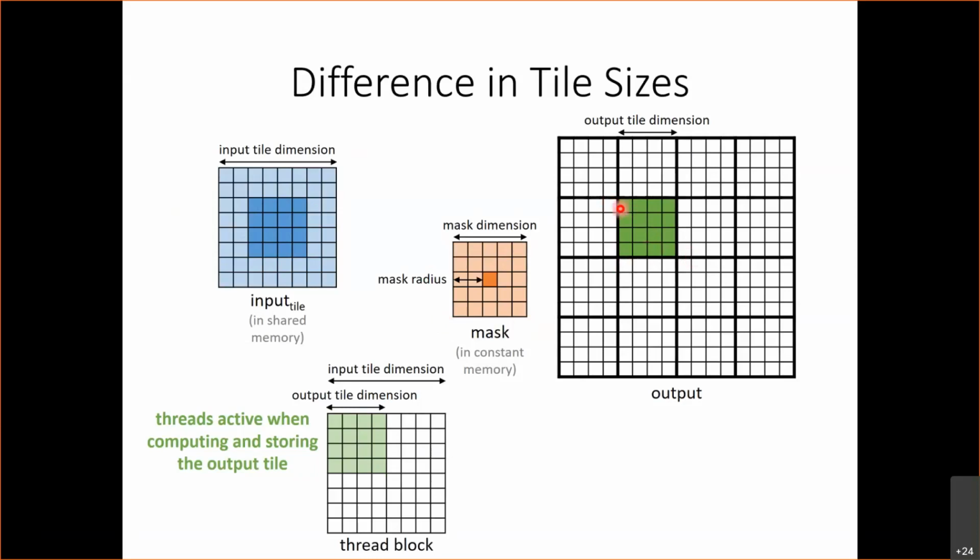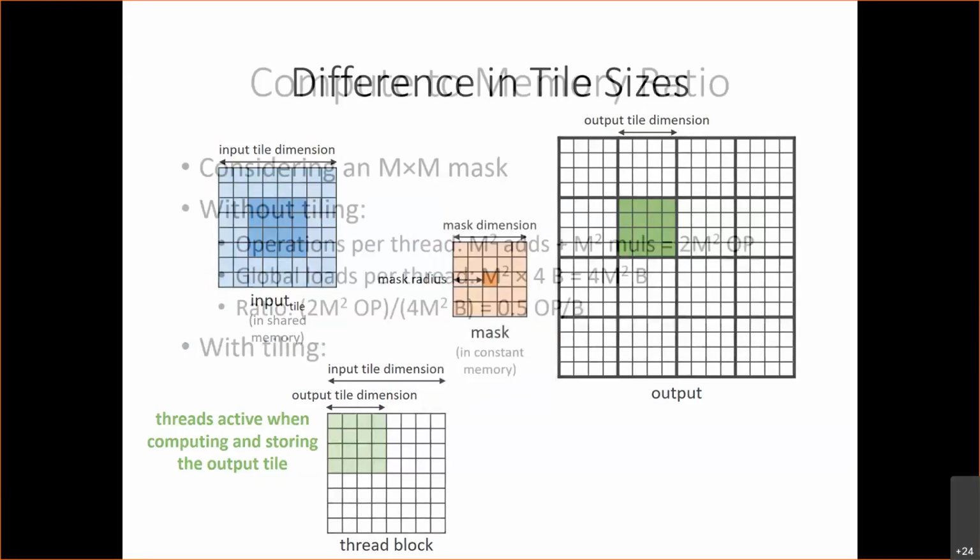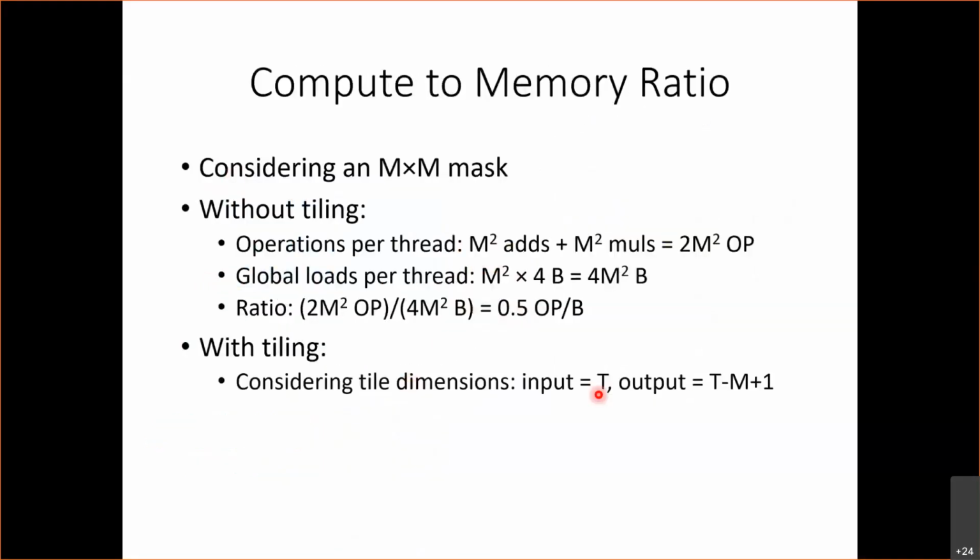And each thread block is going to load 1 input tile, and the size of an input tile is the size of the output tile plus the mask dimension minus 1. So I'm going to have tile size plus mask dimension minus 1 times tile size plus mask dimension minus 1 as the number of global memory loads, times 4 bytes, because each load is 4 bytes. To summarize, here on the slides I'm doing it in terms of the input tile dimension, but the final result is the same in terms of the ratio.